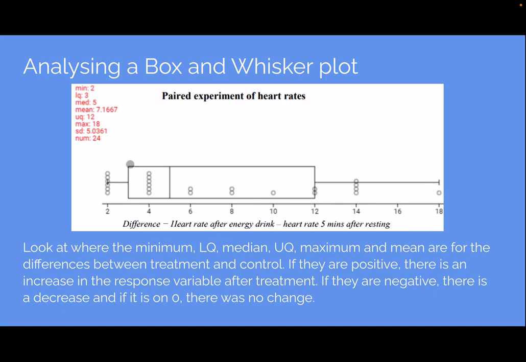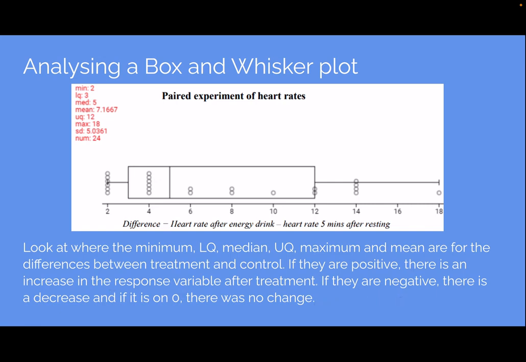So that's what each of these parts of the graph mean. You've got your minimum difference, your lower quartile, so quarter of the way through your differences, half the way through your differences, 3/4 of the way through your differences, and your maximum difference. And you can see the statistics up here: minimum, lower quartile, median, upper quartile, and maximum. So if the differences are positive, there is an increase in the response variable after treatment, and if they're negative, there is a decrease, and if it is on 0, there was no change.